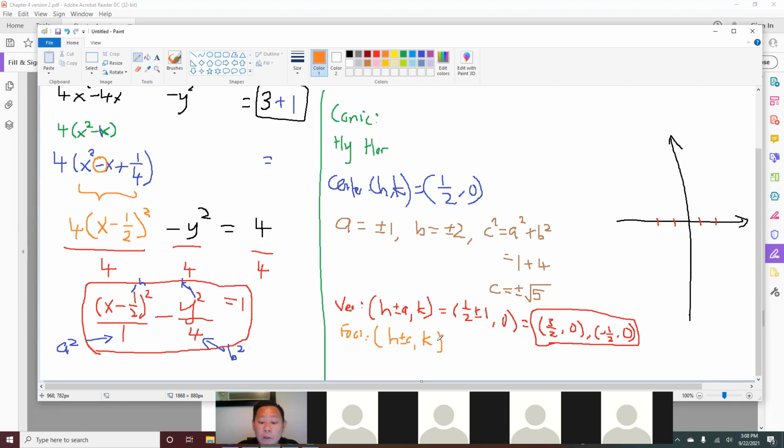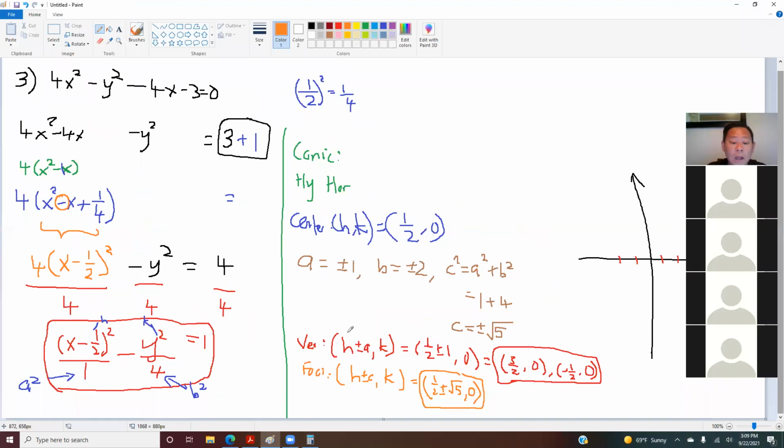For your foci, you just do the same thing, it is 1/2 plus minus c. But unfortunately, c in this case is √5. So in this case, you cannot add them up. The reason why is because of the square root. If you have any square root numbers, when you add them up, it's all a bunch of decimals. So your answer in this case will be 1/2 plus √5, 0 and 1/2 minus √5, 0. Same thing in your online homework. They don't like plus minus, so you have to write it twice. One is plus, one is minus. And the reason why you cannot combine these two up is because of the square roots.